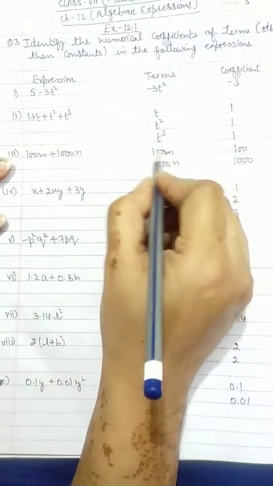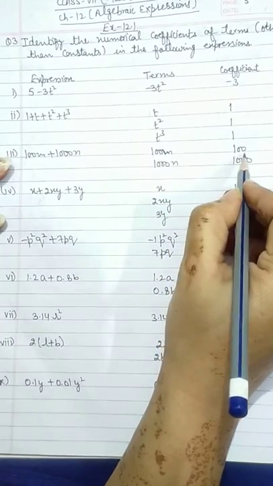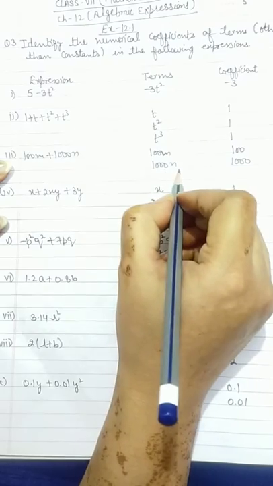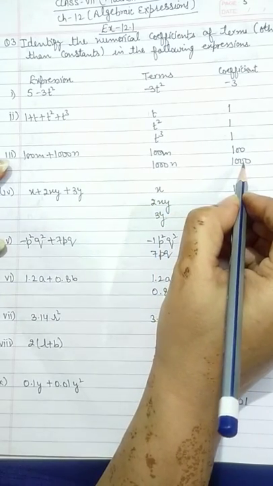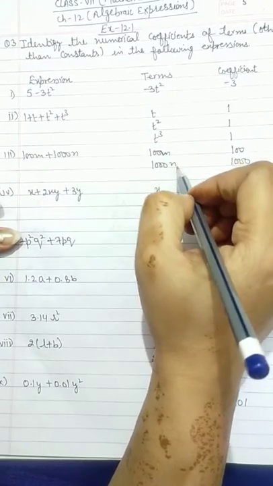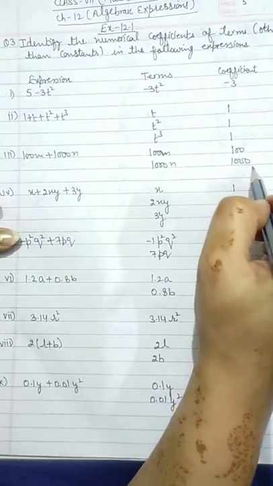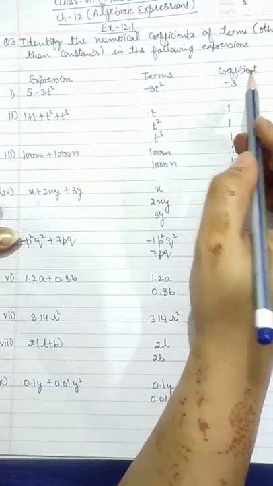In the third part we are having 100m plus 1000m. First write the term 100m, and the coefficient is 100. Then 1000m, and the coefficient is 1000. Remember one thing, that we will never write the variables here. We will leave them. We write only the coefficients, as the question asks us to write coefficients.